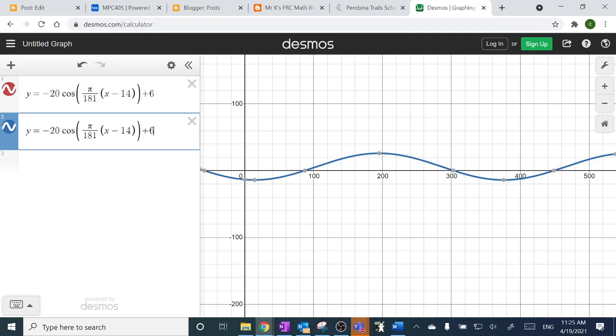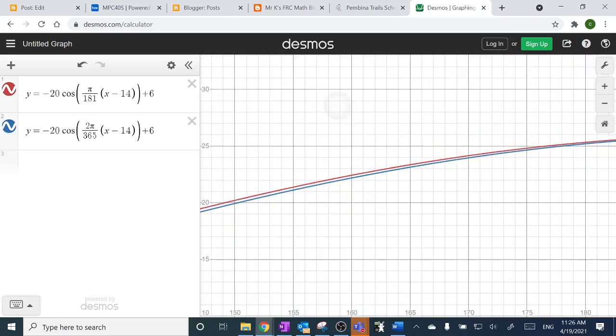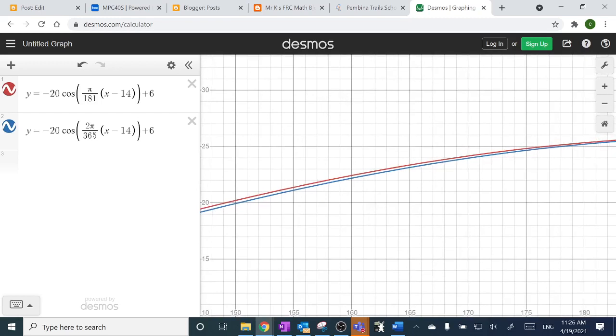Control-V. And if I change this to 2 pi over 365, it looks like it's almost exactly the same graph. Look at that. But if I zoom in, they're actually not exactly the same. So if I'd have cheated and gone, oh, I don't need to figure out the period, I know that the cycle repeats in 1 year, 365 days, it's actually off by a little.